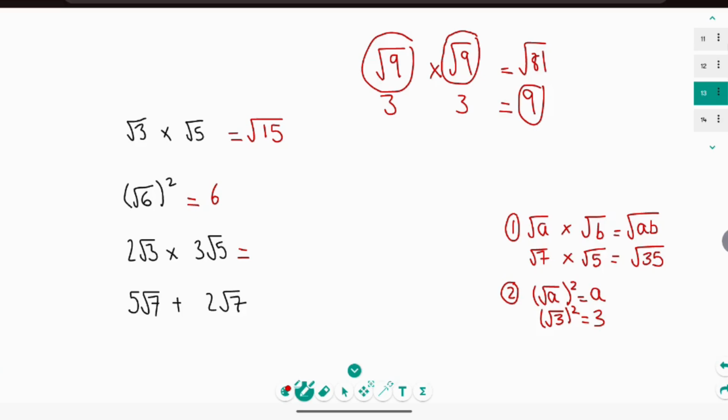2 root 3 times 3 root 5. This is kind of like saying 2 lots of root 3 times 3 lots of root 5. And with multiplication, we can actually work it out in any order. We can work out 2 times 3 is 6. And we can work out that root 3 times root 5 is root 15.